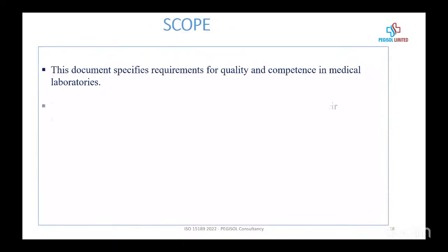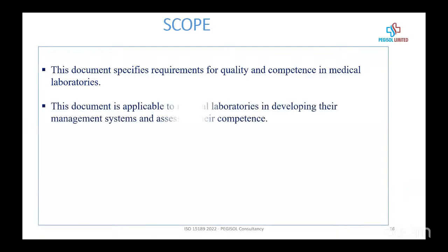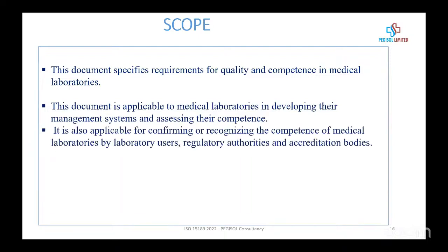Okay, let's look at the scope. The document specifies the requirements for quality and competence in the medical laboratory. That we have already established, and if you read the document, you'll see that. Next, the document is applicable for medical laboratories in developing their management system and assessing their competence. It's also applicable for confirming and recognizing the competence of the medical laboratory by the laboratory user, regulatory authority, and accreditation body.